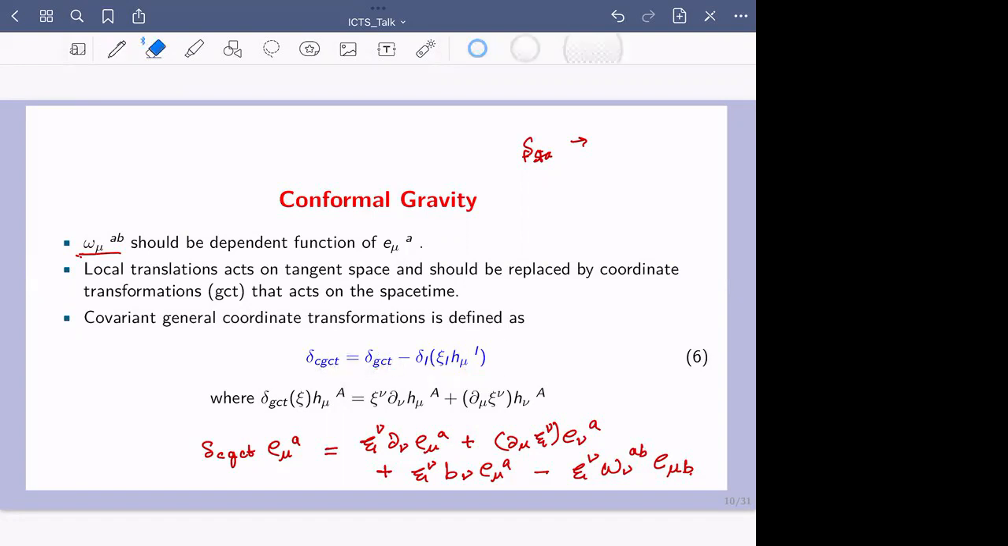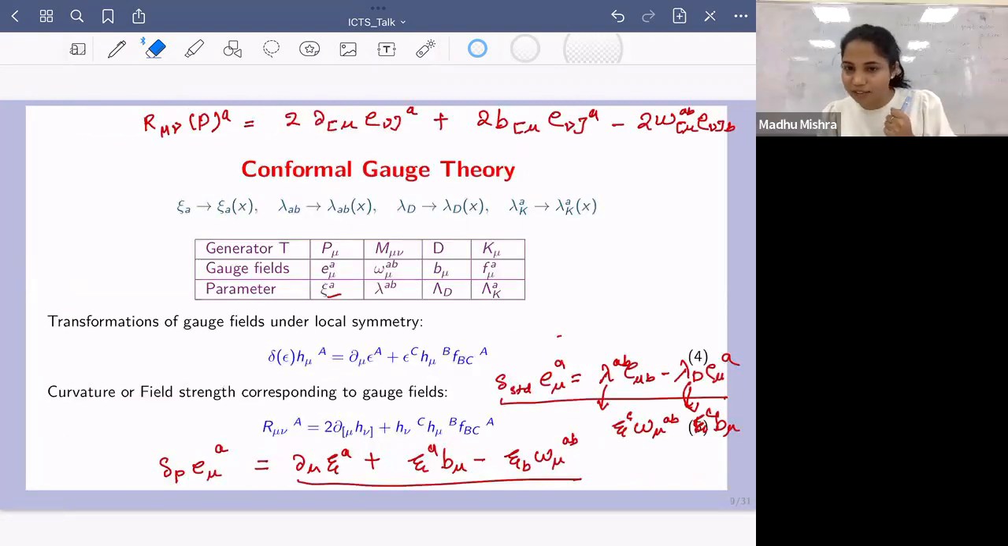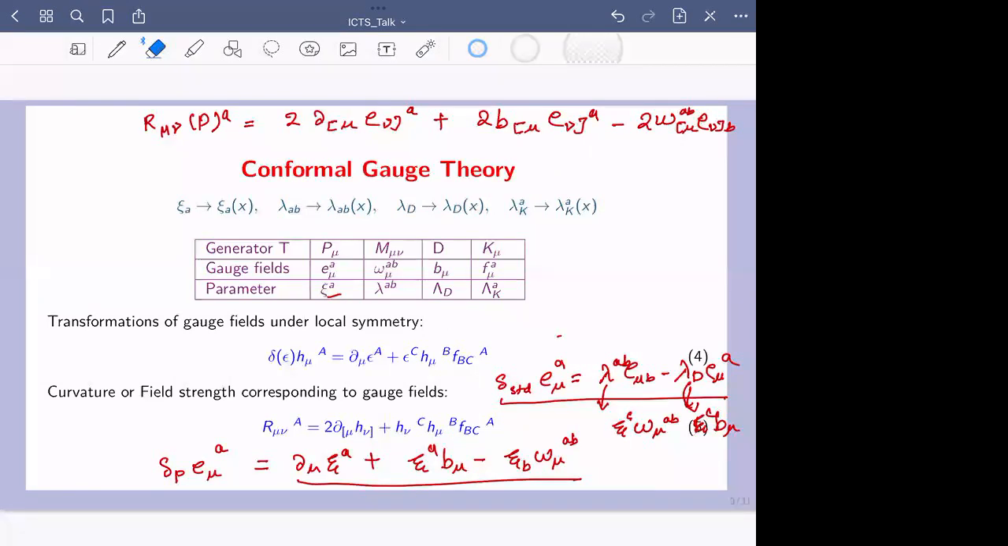But is this transformation a special case of what you wrote down earlier, the gauge transformation that you wrote down in the previous slide? No, not a special case. What do you mean by special case? That you restrict the transformation parameters to a certain form, and then you get this covariant general coordinate transformation?